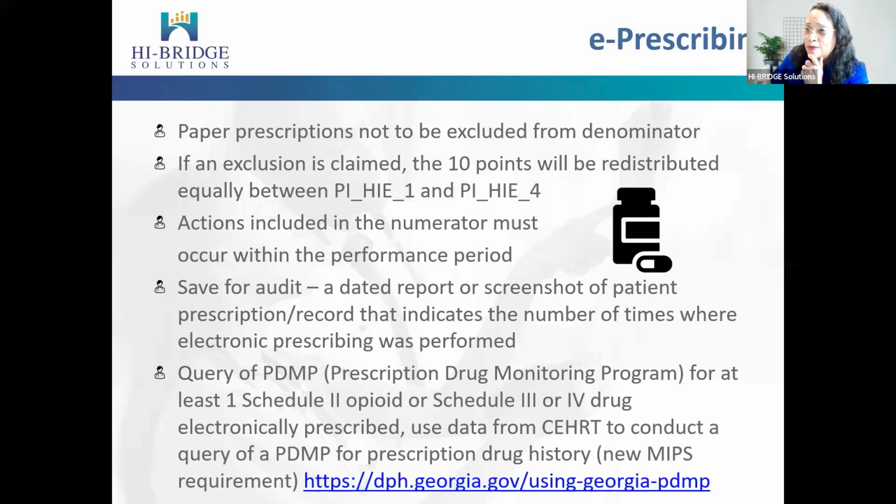And of course, we always want to help you guys be prepared in the event you are randomly selected for an audit. We always want you to be prepared. So to save for audit, capture a dated report or a screenshot of patient prescription record that indicates the number of times where electronic prescribing was performed. And also, when you query the PDMP, Prescription Drug Monitoring Program, for at least one Schedule 2 opioid or Schedule 3 or 4 drug electronically prescribed, use data from your certified electronic health record technology to conduct a query of a PDMP for prescription drug history. And this is a new MIPS requirement, and we have the resource in our resource list for you, as well as here is the link. But I'm really sure you guys are already doing this.